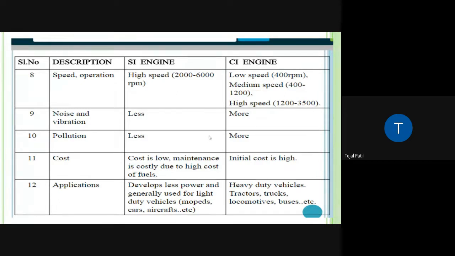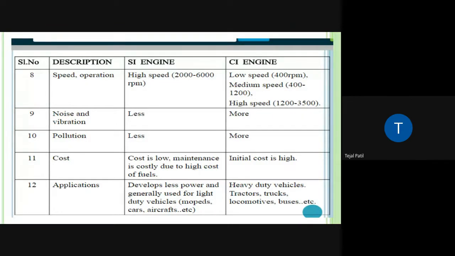Then the next one: in an SI engine, the noise and vibration is less compared to the CI engine. Then pollution. The constituents of diesel are quite impure compared to petrol, and the burnt compositions after burning diesel are more harmful than those of petrol. So that's why pollution can be more in that case.